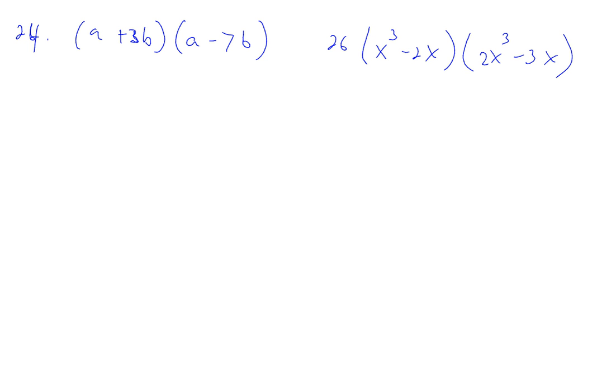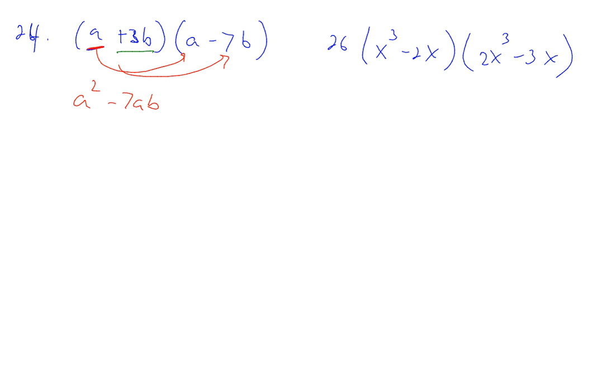So again, with a binomial times a binomial, you have to take the front term and distribute it to both terms in the back. So an a times an a is an a squared, and now when I do it to the back, an a times a negative 7b is a negative 7ab. That's the front of that one.